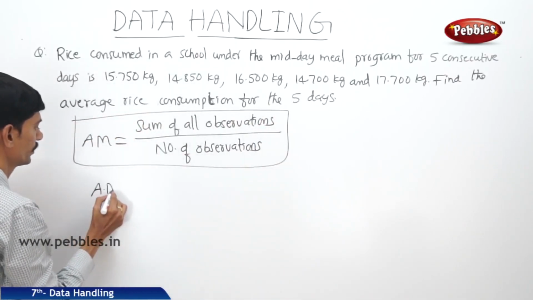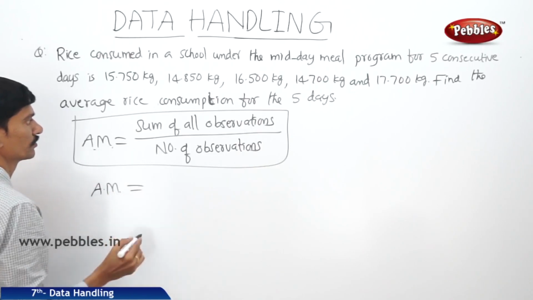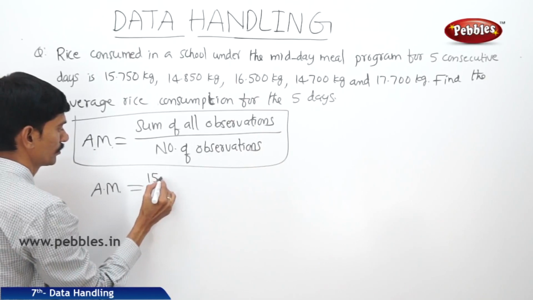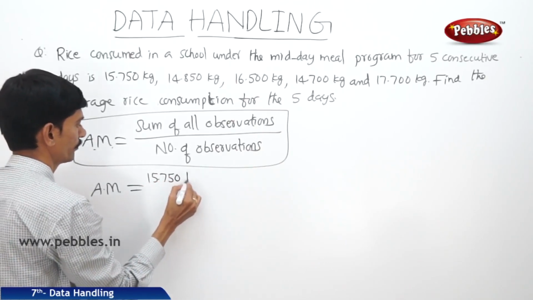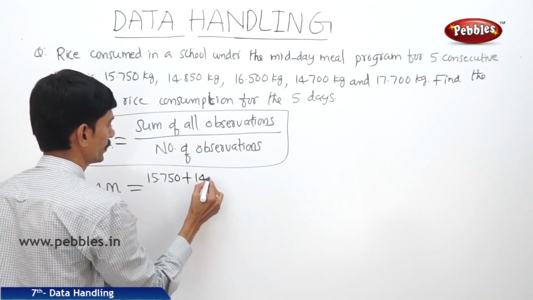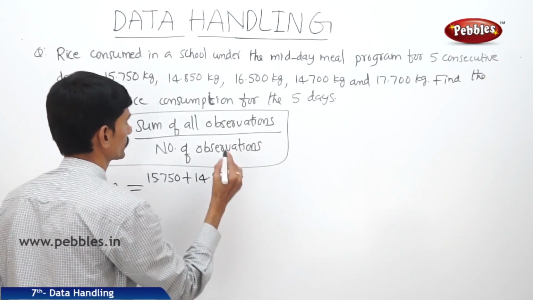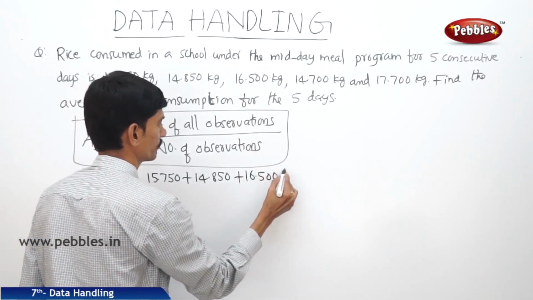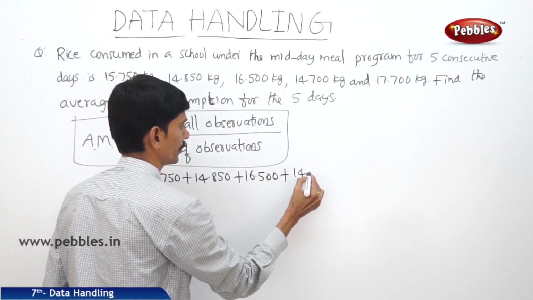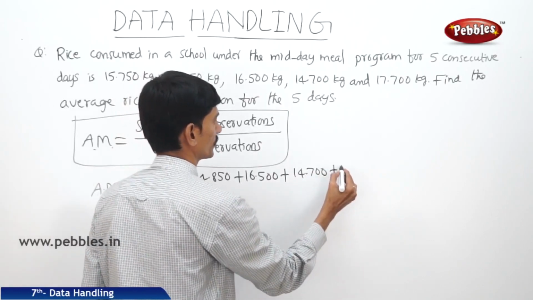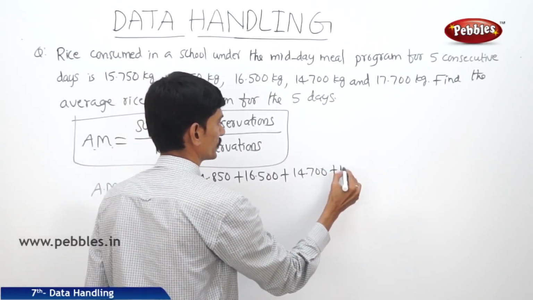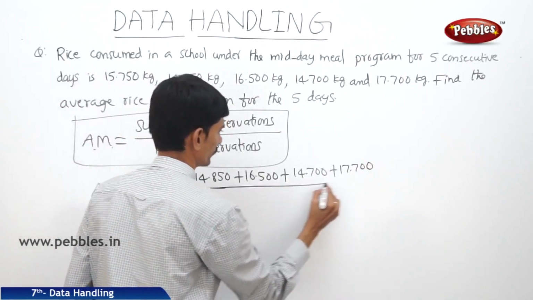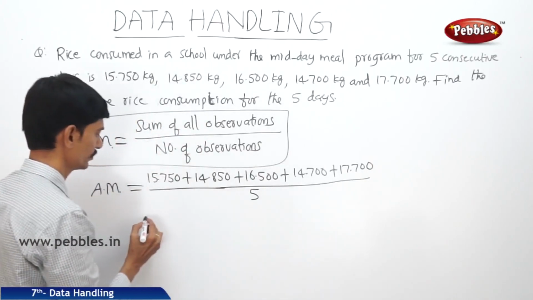Then arithmetic mean equals the sum of all observations, here 15.750 plus 14.850 plus 16.500 plus 14.700 plus 17.700 divided by 5.